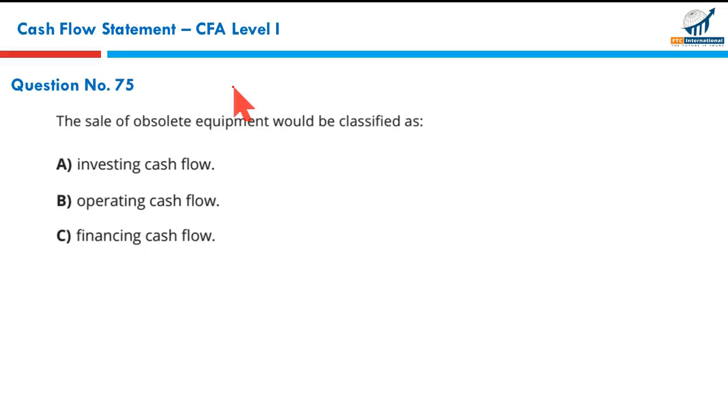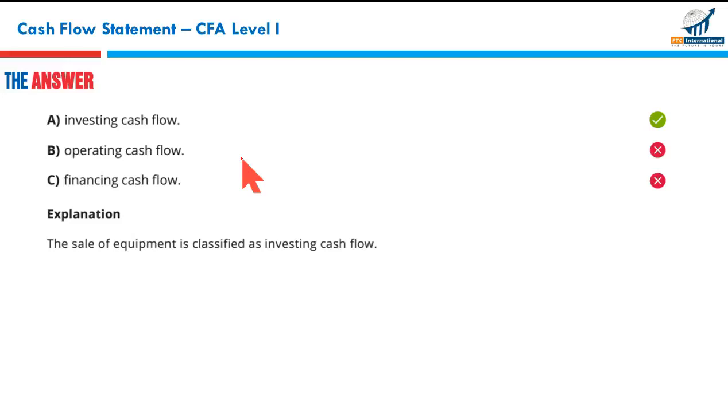Question 75. The sale of obsolete equipment. Clearly, it's an investing flow, investing cash inflow. When you sell an asset, it's an investing inflow. When you purchase an asset, it's an investing outflow.